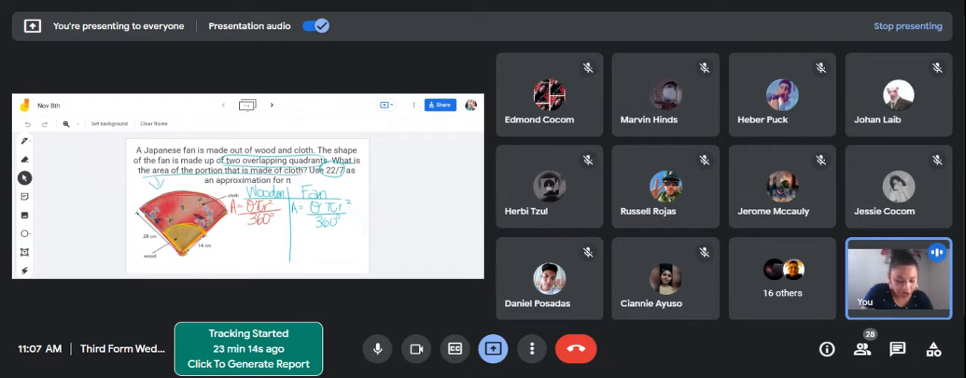In the beginning, I circled this part which says two overlapping quadrants. What is the magnitude of a quadrant? A 90-degree, miss. Very good. If we remember when we did Cartesian plane and you had the quadrants, we said that this is 90 degrees, 90 degrees, 90 degrees. And if this fan is representing a quadrant, that means that whatever is here measures 90 degrees, right?